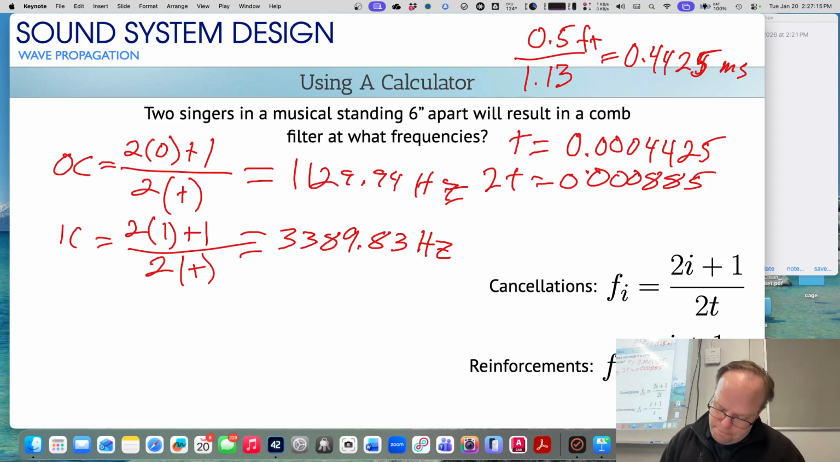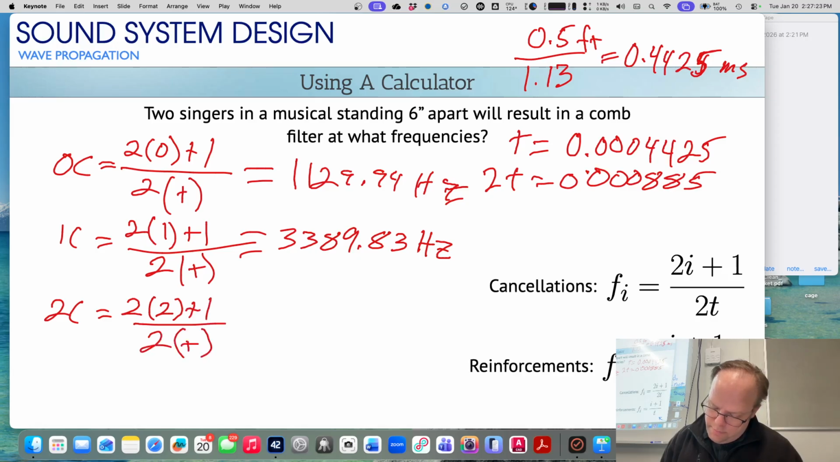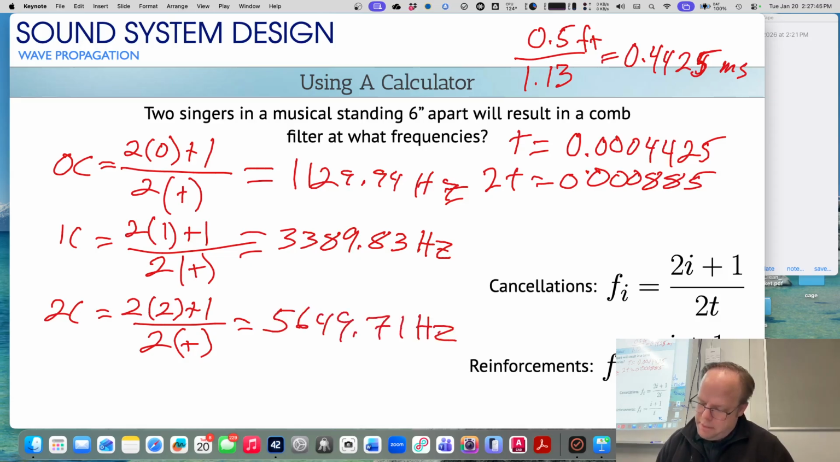Okay, so now we'll go to 2c. So this would be 2 times 2 plus 1, divided by 2t. I got 5,649.71. Has anyone picked up on the pattern here yet? I'm close to it. That's fine. Anybody picked up on the pattern?